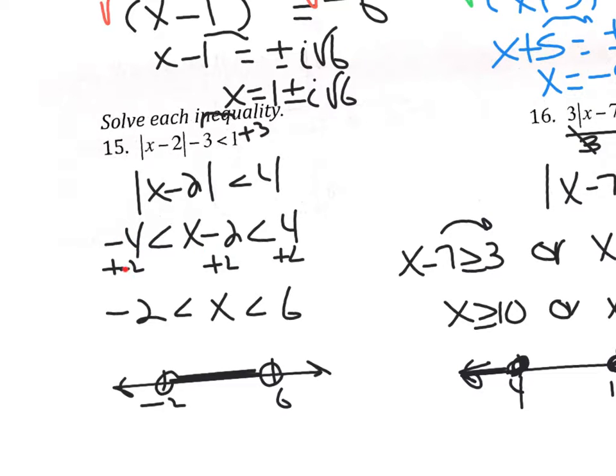Add 2 to all 3 sides. That's your answer when you do that. If it's "and," remember you shade in between.